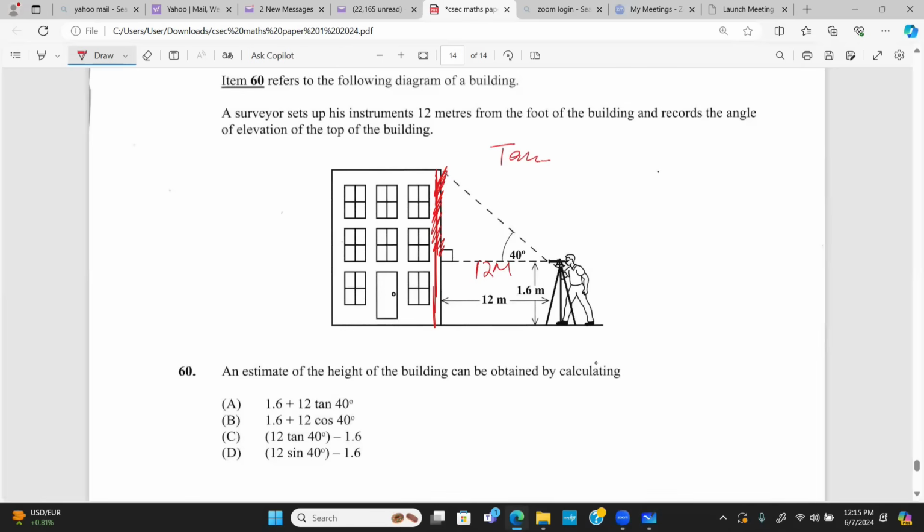Tangent will help. So the tangent of 40 degrees is equal to, let us call that x, x over 12. To find x, it's 12 tangent of 40 is equal to x. All right? So 12 tan 40 is equal to x right there. So that distance here is 12 tan 40. Now, for the entire height of the building, we're going to have to add the 1.6 to it. So we're looking at 1.6 plus 12 tan 40. There it is.